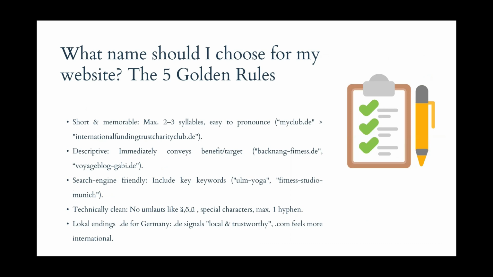Then, of course, you have to think for the name. And there are 5 golden rules. It is very important to have a good, right domain name, and the name should be short and memorable. So maximal 2 to 3 syllables, easy to pronounce. For example, myclub.de or myulm.de or something like that. This one is a bad example, like International Funding Trust Charity Club.de. This won't work. And if you have too many words, it won't work either.